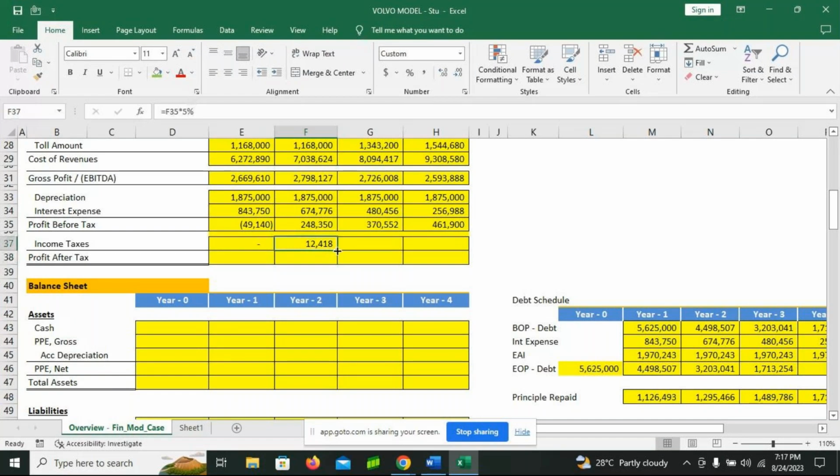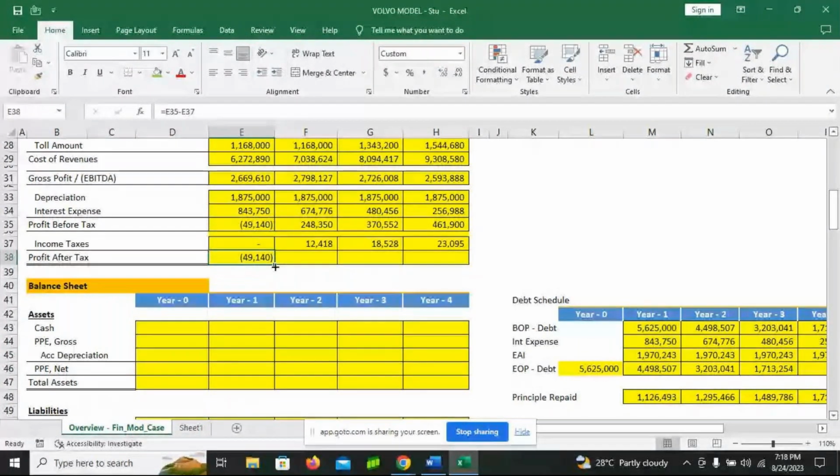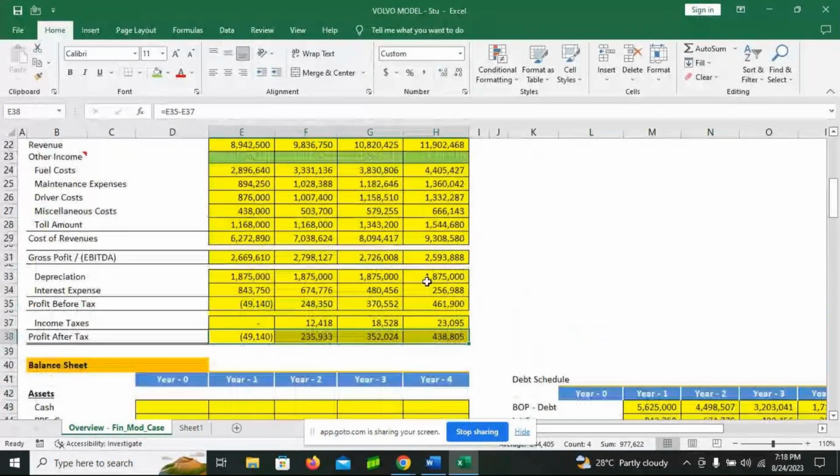So now profit after tax. That will be E35 minus income tax. So I'll come here and drag this. So we have done with our income statement.